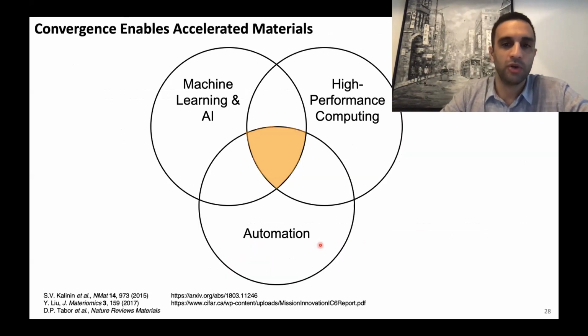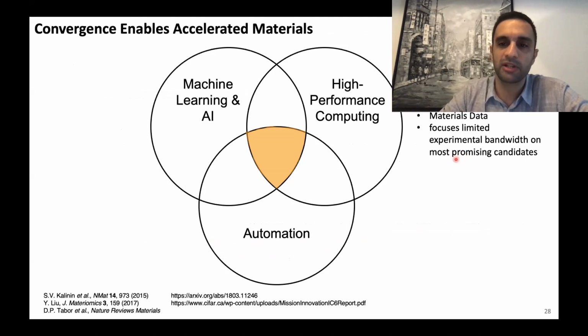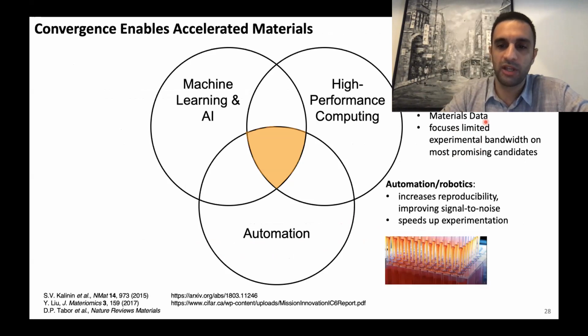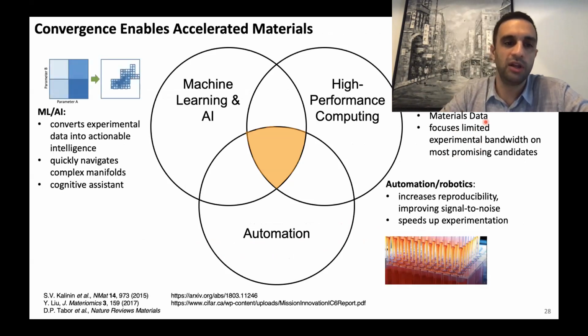Right? So what we need to do today is to have a combination of high-performance computing, simulation, and screening, automation, and robotics so that you can increase reproducibility and speed up experimentation, and of course, machine learning that then takes your experimental data and navigates these complex manifolds really fast. So it really acts as a cognitive assistant, right? This is where our program lies.